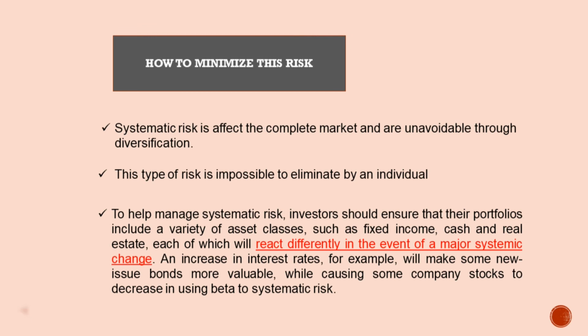Next, how to minimize this risk. As we all know, systematic risks affect the complete market and are unavoidable through diversification. Therefore, we can say that this risk is out of control and it is impossible to eliminate by an individual. This is because the influencing factors of systematic risk come from macroeconomic sources, which are beyond our control.